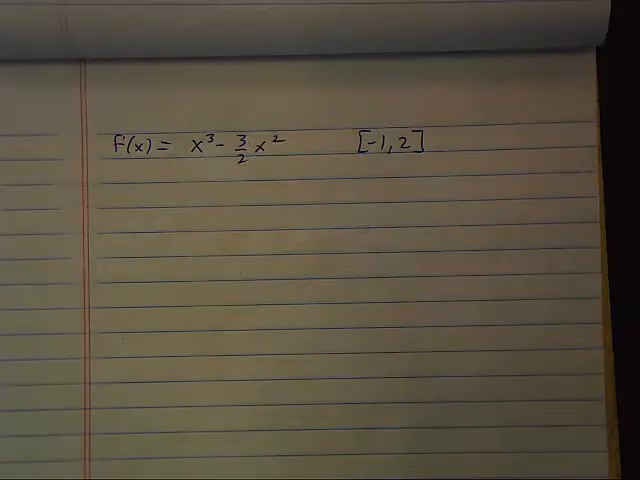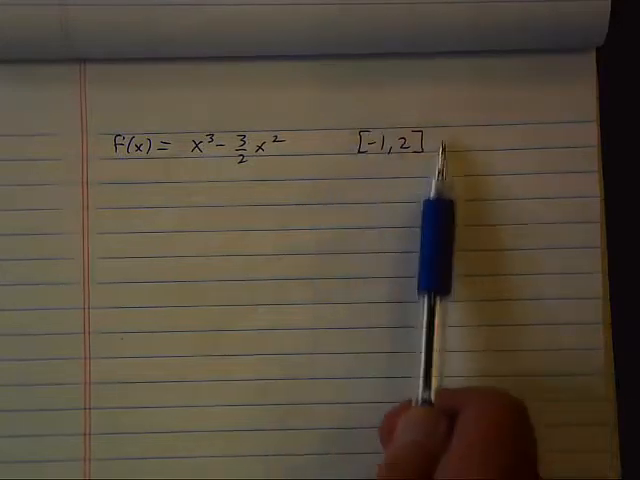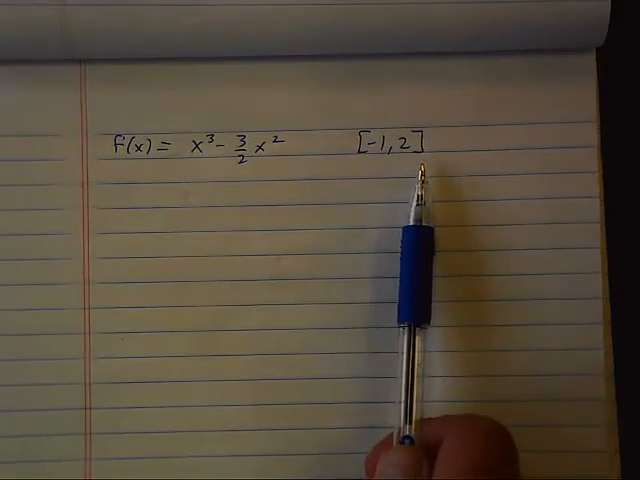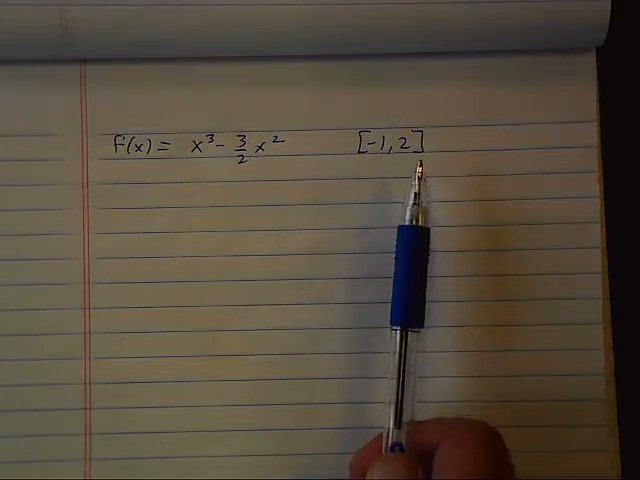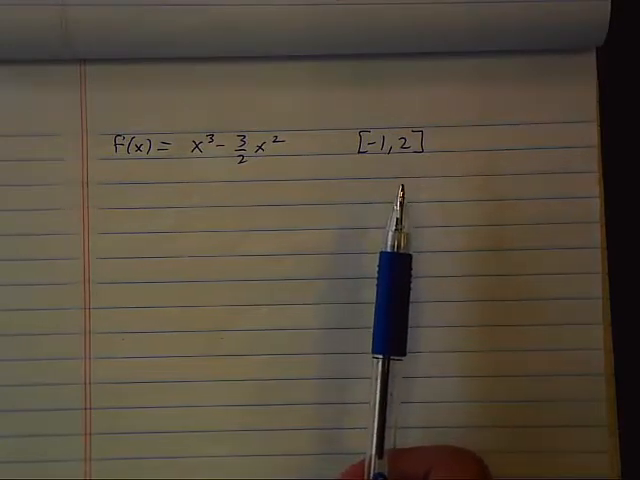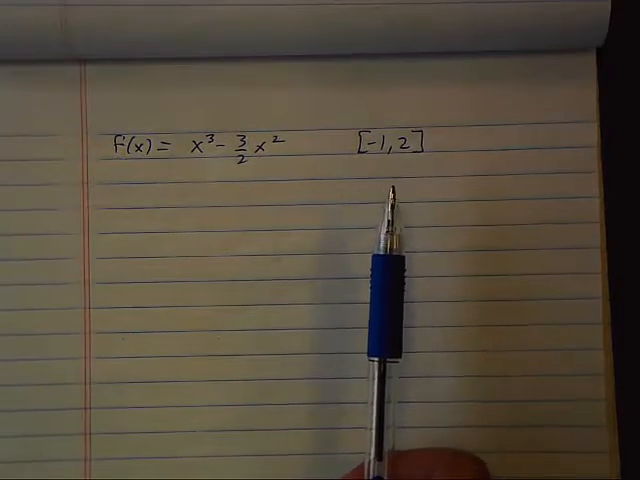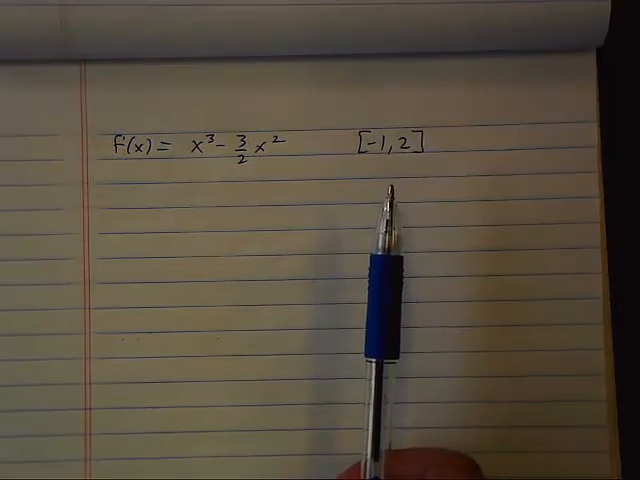What do you do? The right answer is almost always take the derivative. You take the derivative. F prime of x is 3x squared minus 3x.